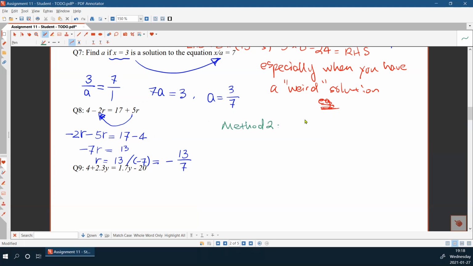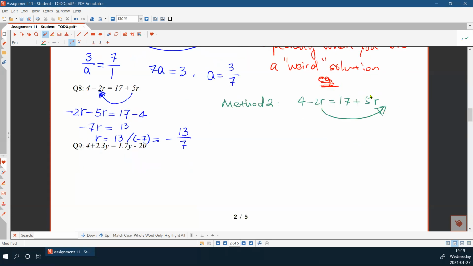Okay, let's look at method 2. This is the original equation. This time we put minus 2R to the right-hand side of the equation. Let's see what will happen there. At the same time, we put 17 to the left-hand side of the equation. So this becomes 4 minus 17 equals 7R.